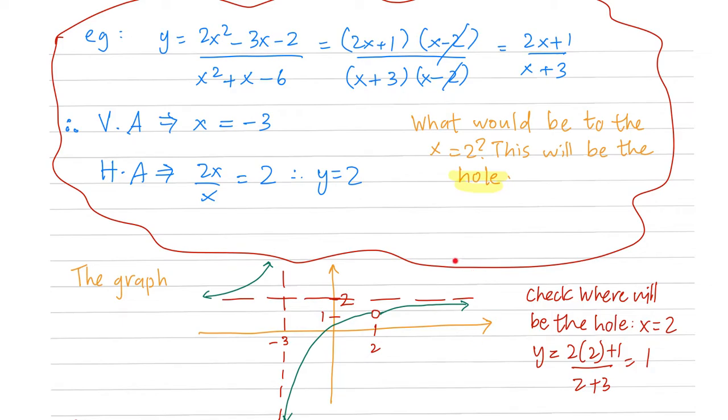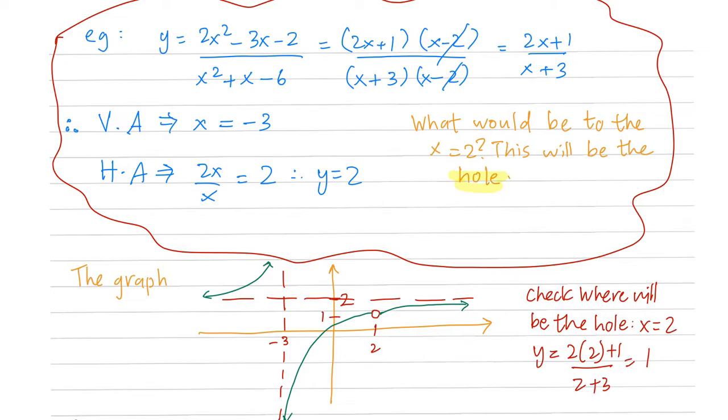Okay, so below here, we sketch the graph. We have the vertical asymptote at x equals -3, so this is the first one. The horizontal asymptote is 2. Of course the graph will be on this side and below here, however, it cannot pass through 2. So the graph is kind of disconnected here because of the hole.